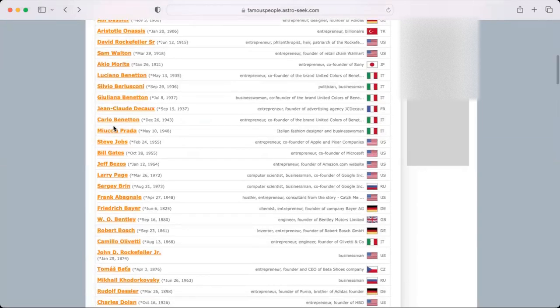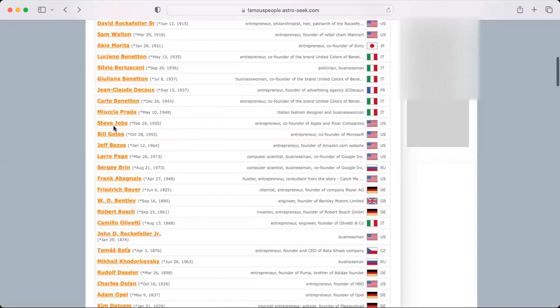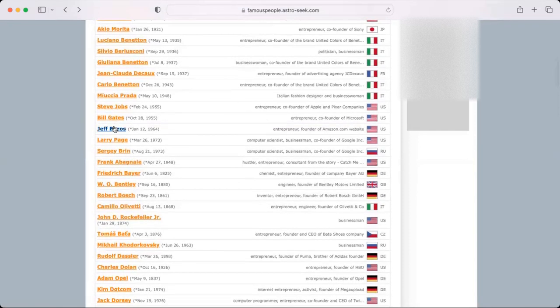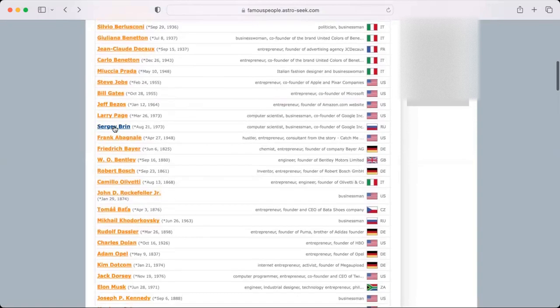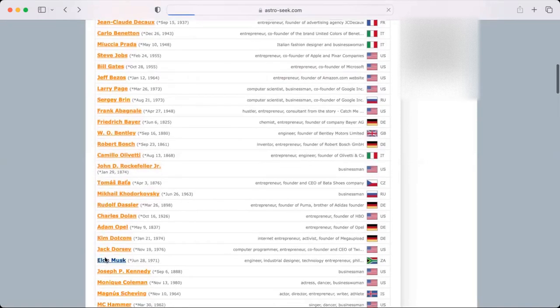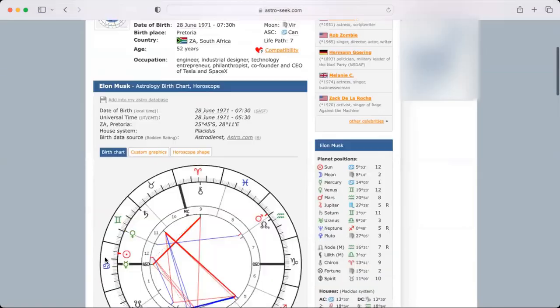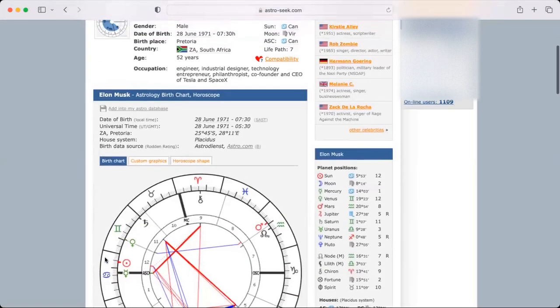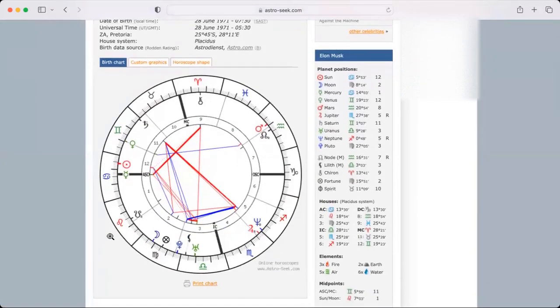So you may not know exactly where a person's Mercury and Venus placement will be, just knowing their sun sign, but it's giving you some indications of a good guesstimate, possibly. Let's go to Elon Musk. Elon Musk is a Cancer sun, life path number 7. So, Cancer sun over here.